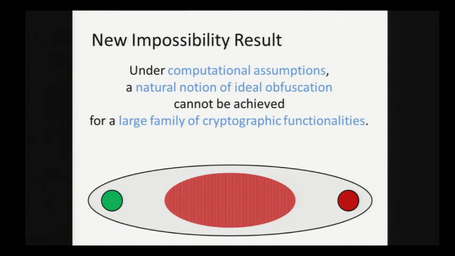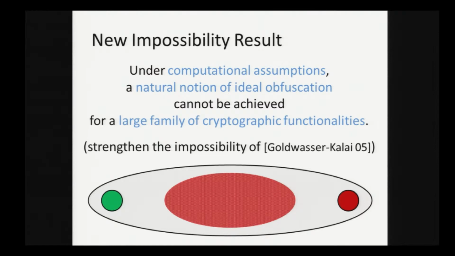Today I'll tell you about a new impossibility result for ideal obfuscation. At a very high and non-technical level, we show that under some computational assumptions, a natural notion of ideal obfuscation is impossible to achieve for a large family of cryptographic functionalities. So essentially, we show that the picture should look something like this. Next, I'll give you some formal definitions to replace these highlighted informal terms. Let me just mention that our result is a strengthening of a previous result by Goldwasser and Kalai, and I'll compare these two results a bit later in the talk.